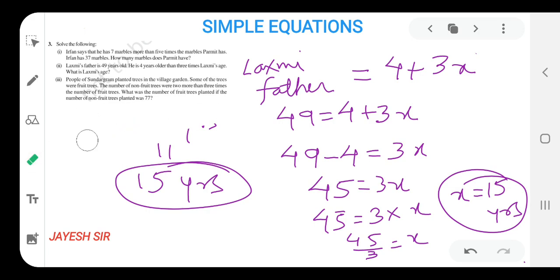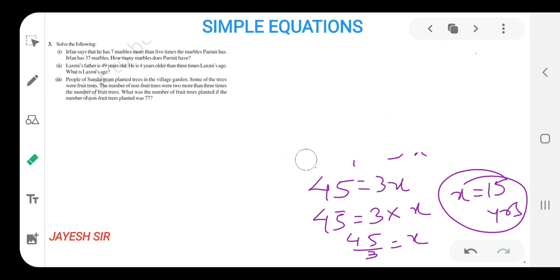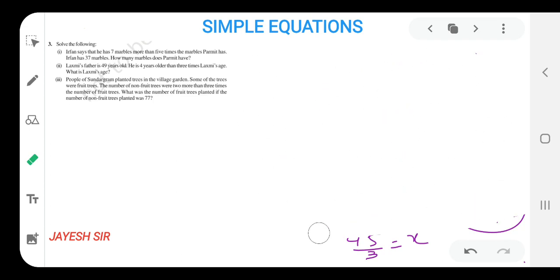If you are capable of solving the last sum on your own, pause the video and try to solve it on your own. Last sum of a similar type. So let us begin with the last sum of the similar type. People of Sundargram planted trees in a village garden. They started planting trees. Some of the trees were fruit trees. Fruit trees were there.